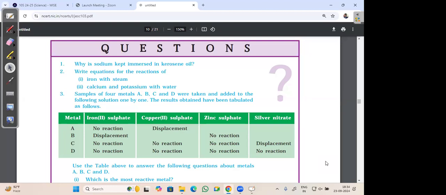So iron with steam. Have you written the reaction? Okay, what will be the product? Sir, ferric oxide and hydrogen. So you'll get Fe2O3, right? Fe3O4. No, Fe2O3. Yes, it is Fe2O3. Calcium and potassium with water.